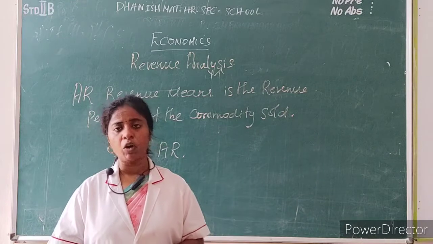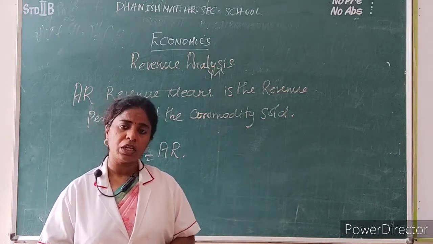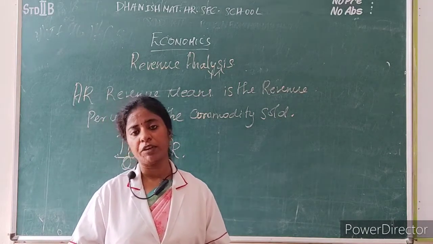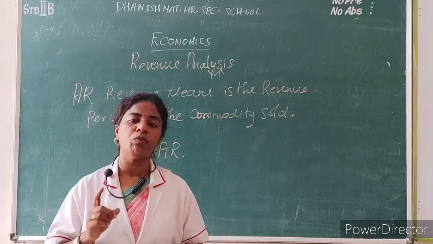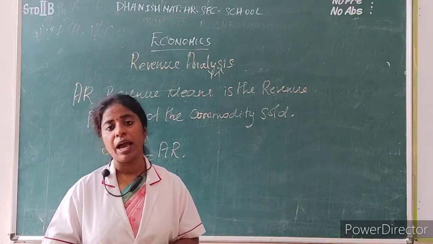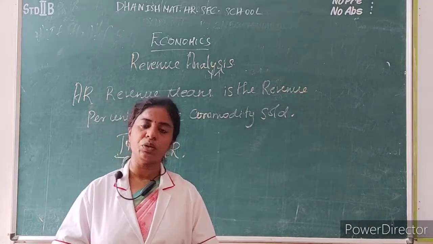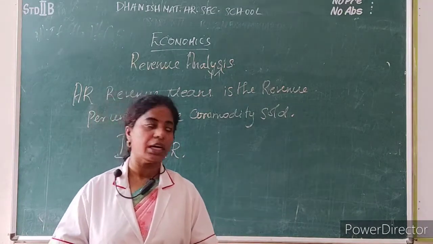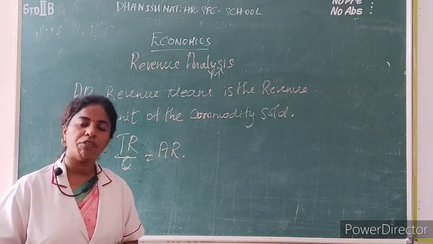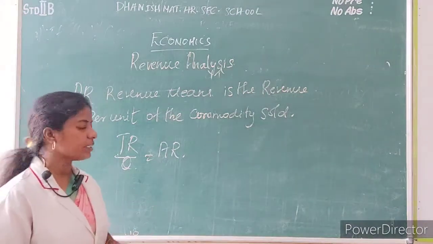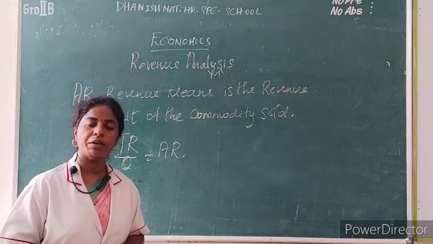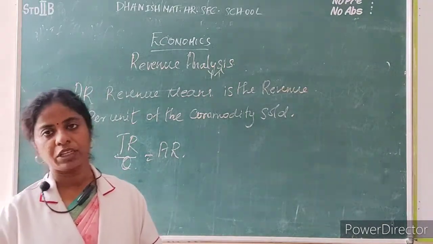Next we come to know about marginal revenue. Marginal revenue means the addition made to the total revenue by selling one extra unit of commodity. That is called marginal revenue. Average revenue means the revenue per unit of commodity sold. It is called average revenue. How to find the average revenue? Total revenue is divided by quantity, and we will get the average revenue.